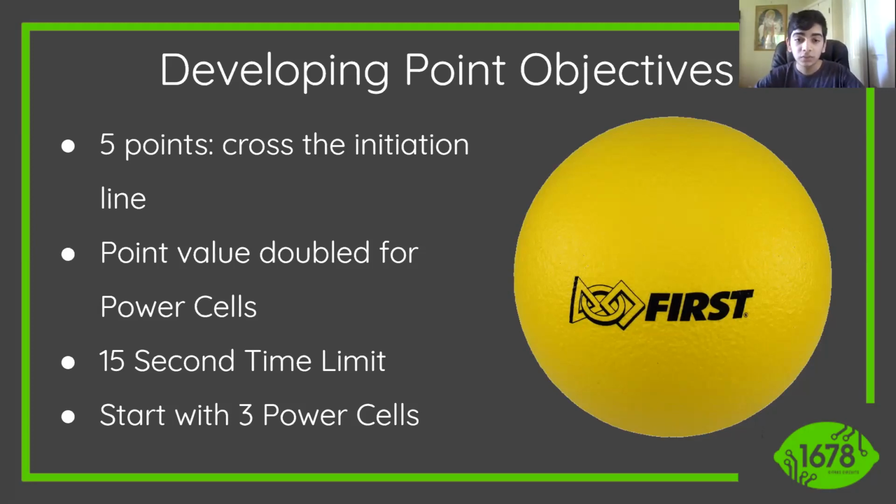So in the case of 2020, last year's game, you know that you had 5 points for crossing this initiation line, and that the point value was doubled for power cells no matter where you scored it. You also knew that you had a 15-second time limit, and that the match allowed you to start with 3 power cells at the beginning of your auto. And while you didn't need to, this was an option, right? So being able to understand these things is really fundamental for understanding the strategy you can involve in your auto development.